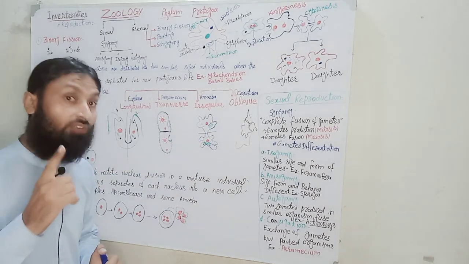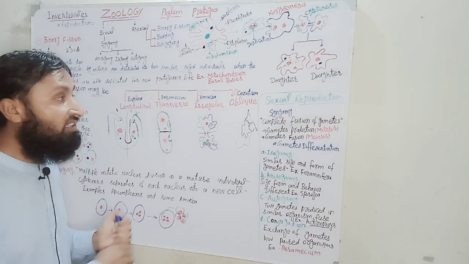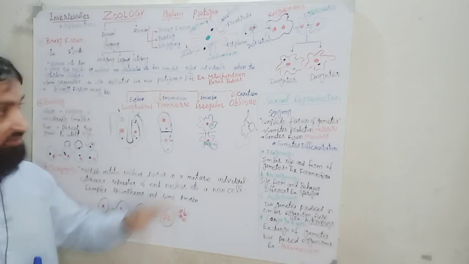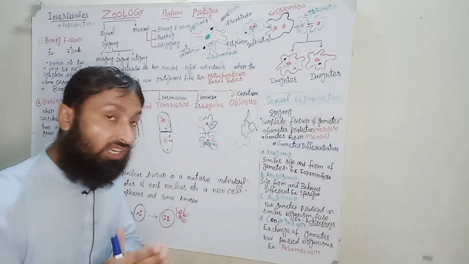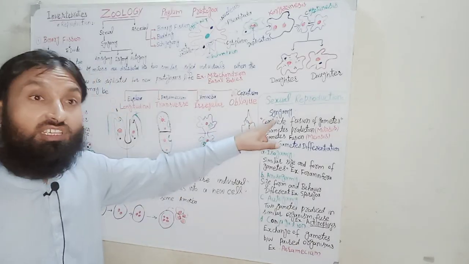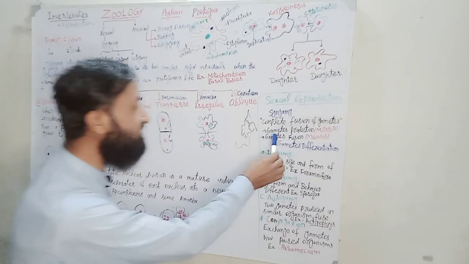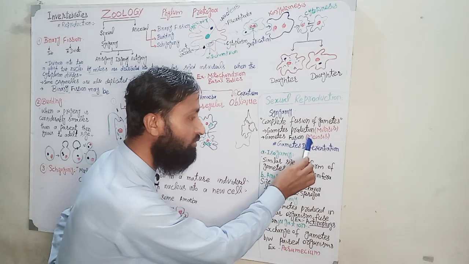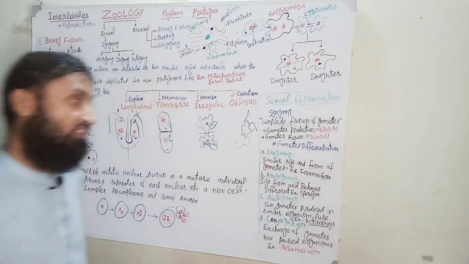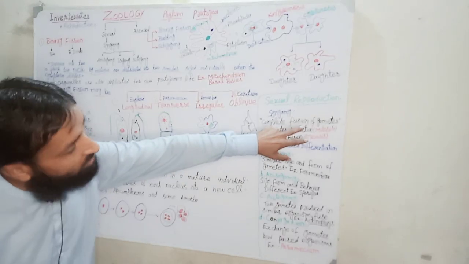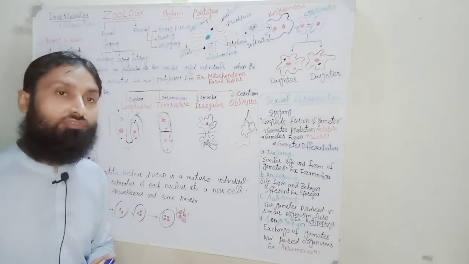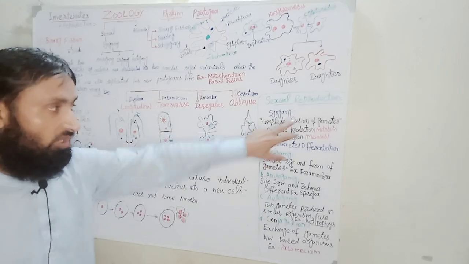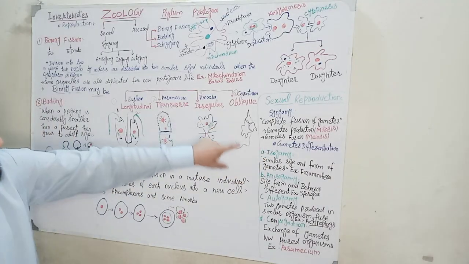But you have to keep in your mind that this is complete fusion of gametes. And permanent or complete fusion of gametes, that is syngamy. And gamete production is by mitosis and gamete fusion is by meiosis. These are two important points for competitive exams. You must learn these points. Then we move forward.